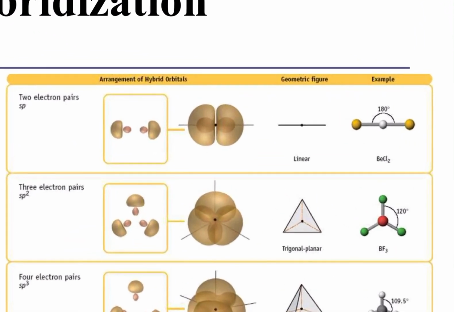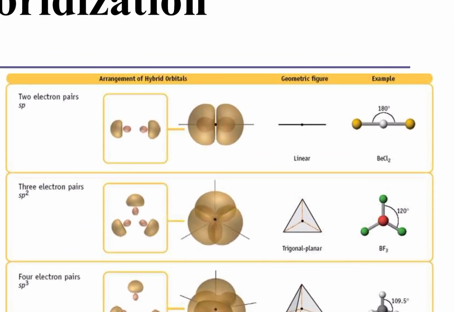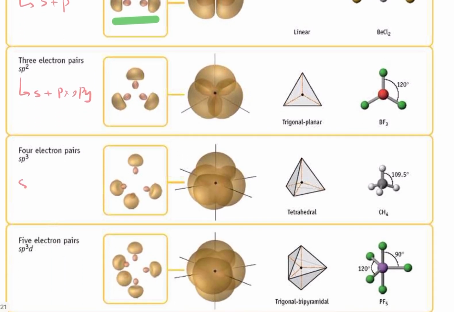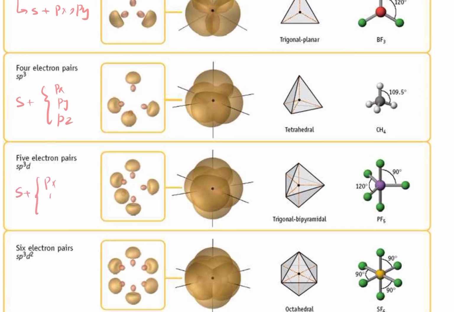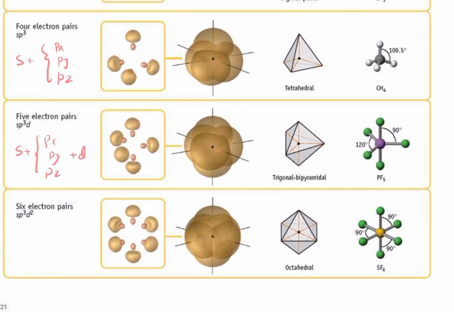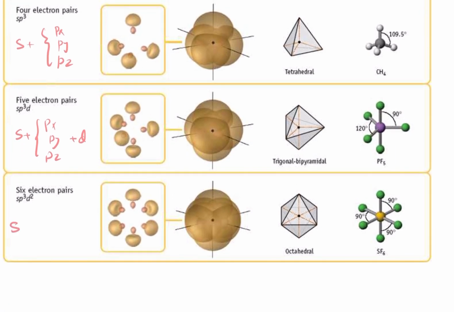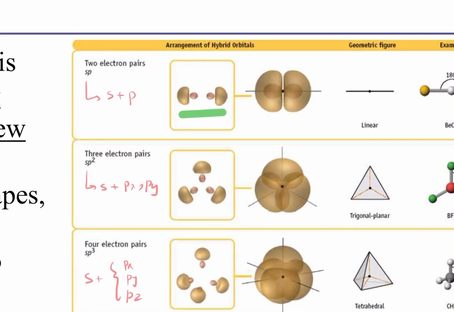For example, we have sp, a mixing of s and p orbitals; sp2, mixing of s plus px and py; sp3, mixing of s plus px, py, and pz; sp3d, between s and 3p and 1d; and sp3d2, s plus px, py, pz and 2d.